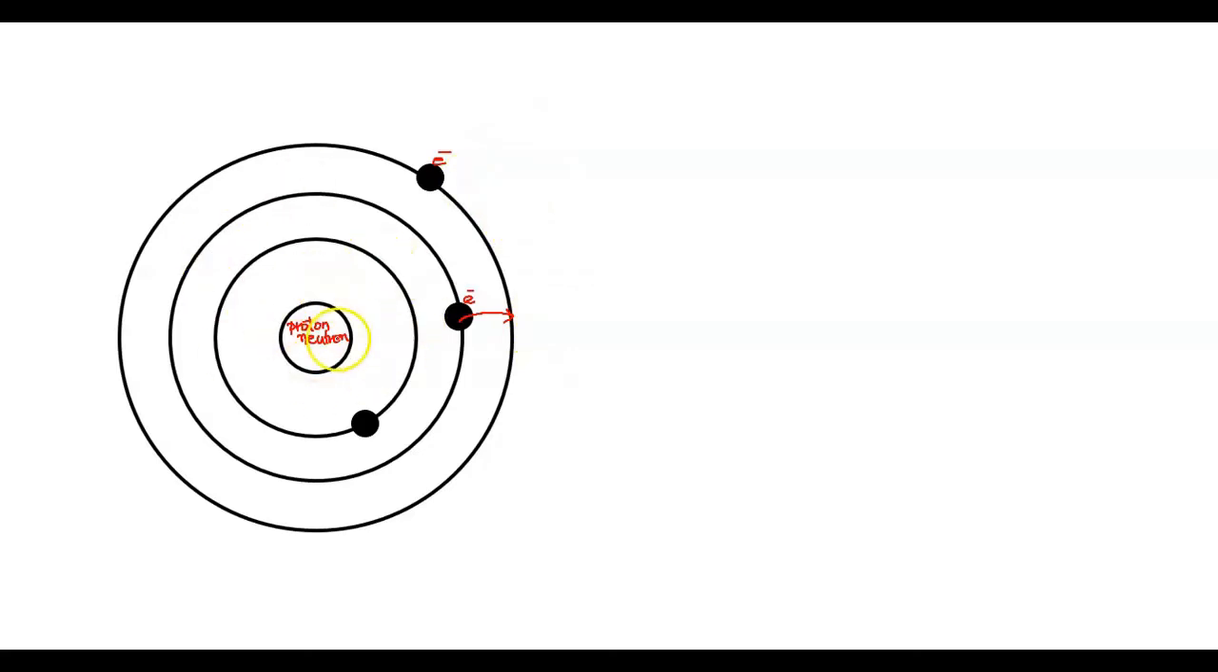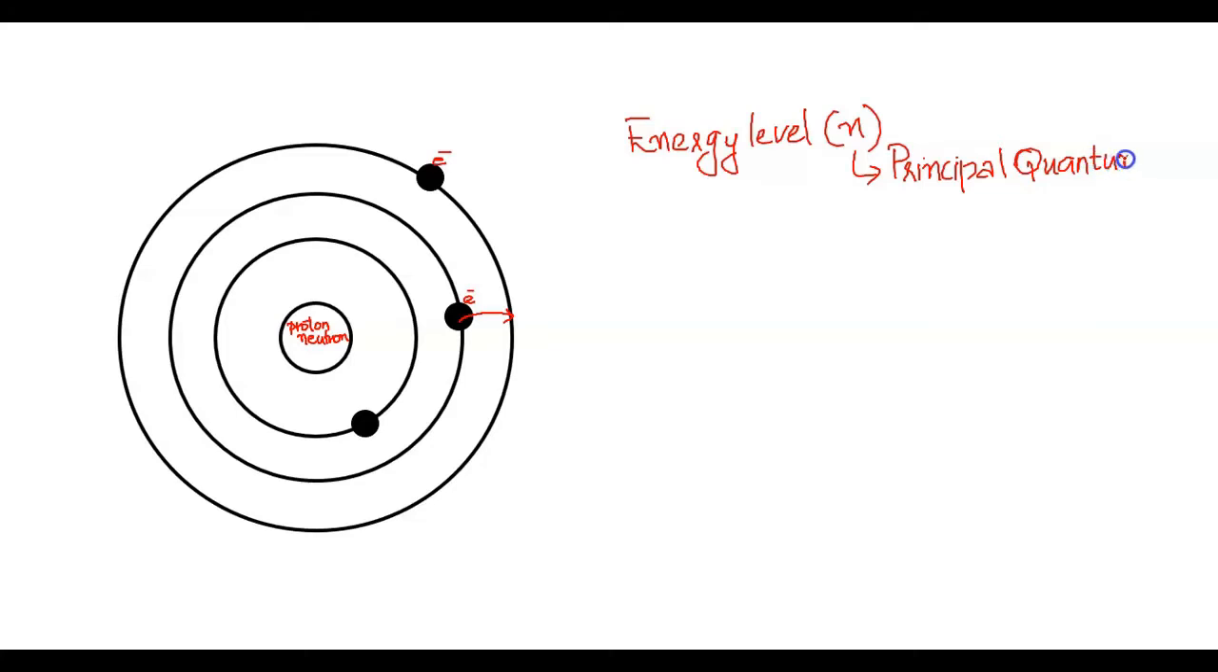So this is a nucleus, and these are the different energy levels. These energy levels can be designated by using the small letter n, and you know that the small letter n is nothing but our principal quantum number. It gives us an idea about the energy of an electron. This principal quantum number, that means this small letter n, gives us an idea about the energy level, that means the energy of a particular electron.